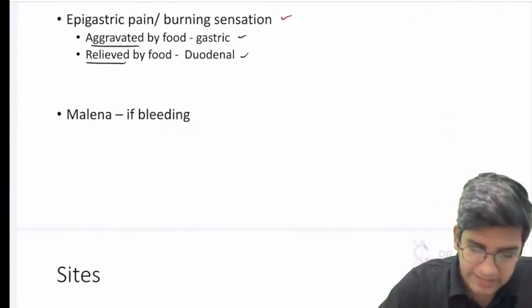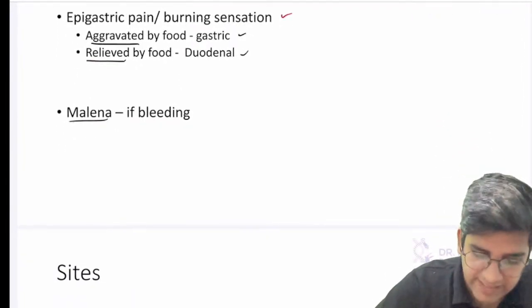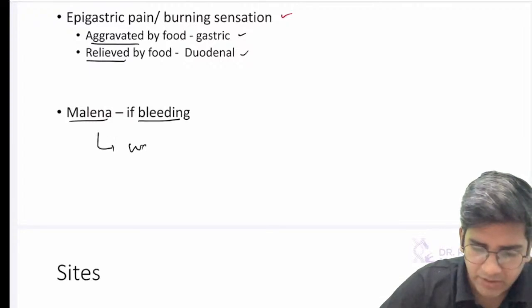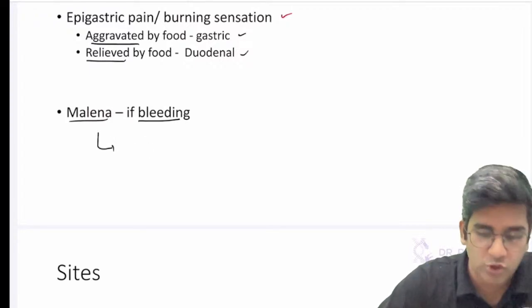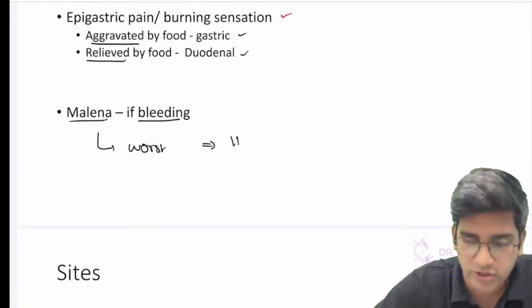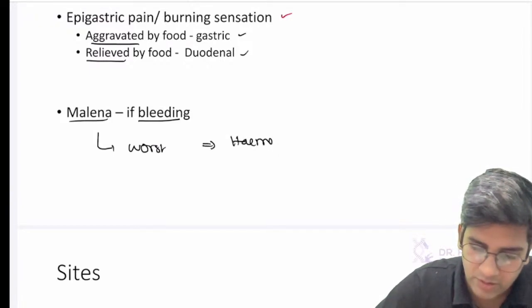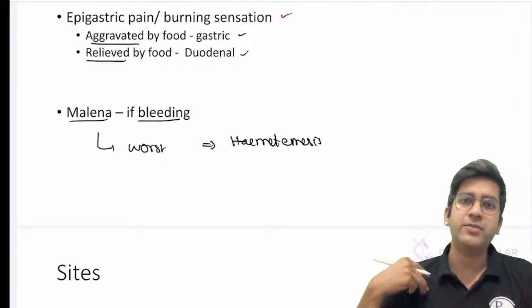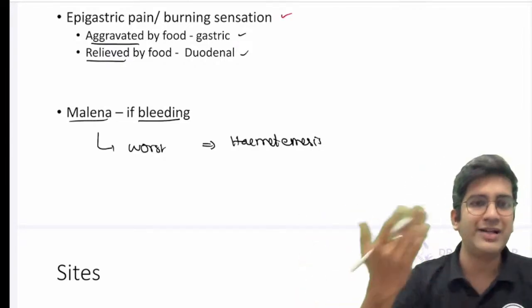Melena can be there if there is bleeding from the peptic ulcer. In the worst case of bleeding, especially if the gastroepiploic artery is involved, it can also cause hematemesis. Not always. Generally, tiny bleeding will cause melena. An extremely high quantity of bleeding can cause blood vomiting as well.